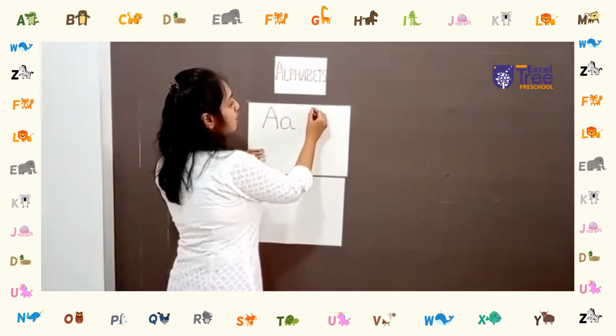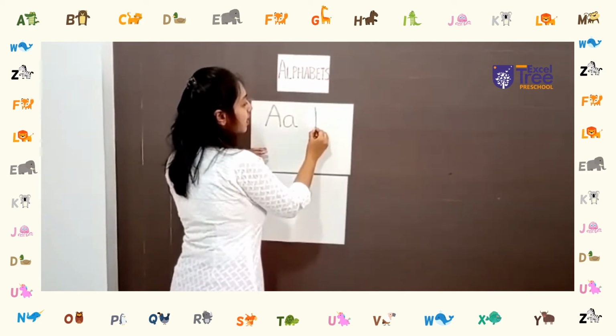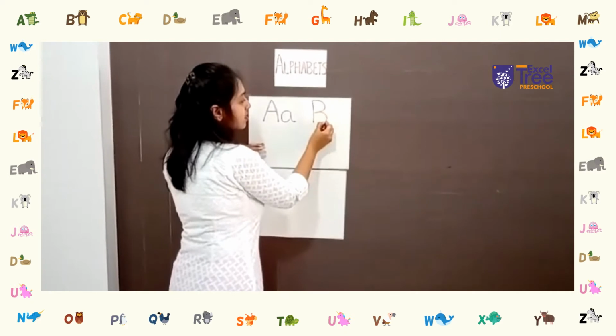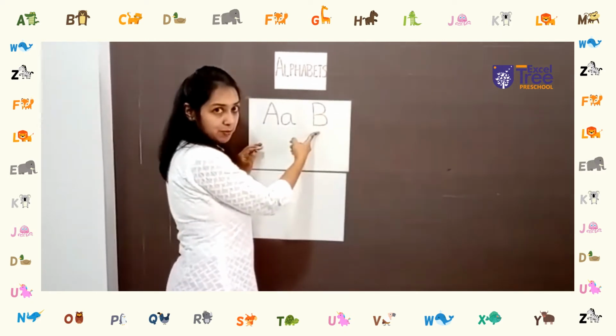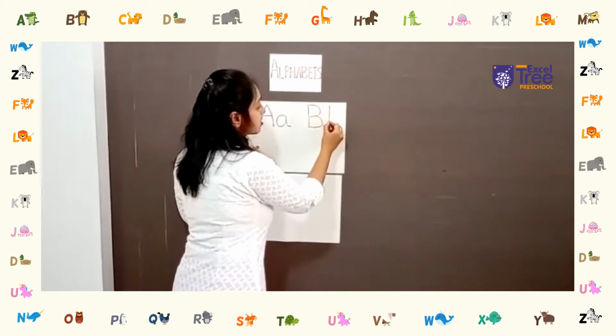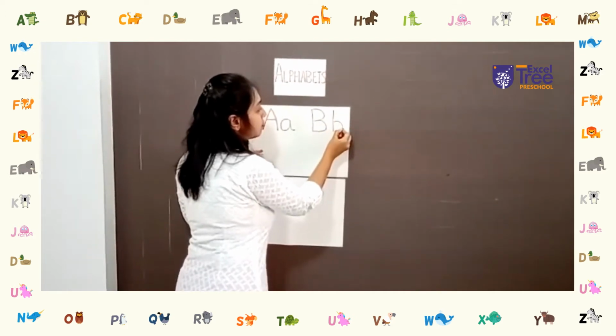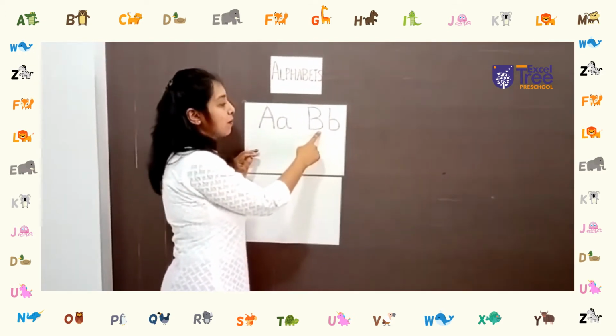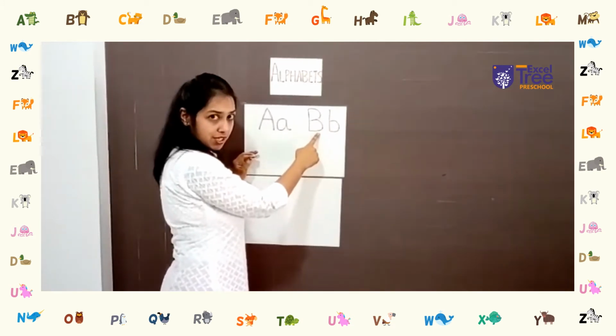Let's look at B. This is big B. That is your capital B. And this is your small b. B, b, b.